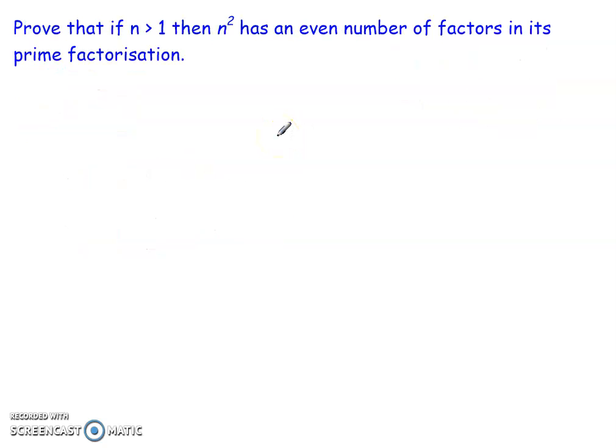Second question was: prove that if n is greater than 1, then n squared has an even number of factors in its prime factorization. So what we're going to do in order to do this one is first look at if it's not squared, then look at if it's squared. So let's imagine I take the number n, and I'm going to do a prime factorization of it.